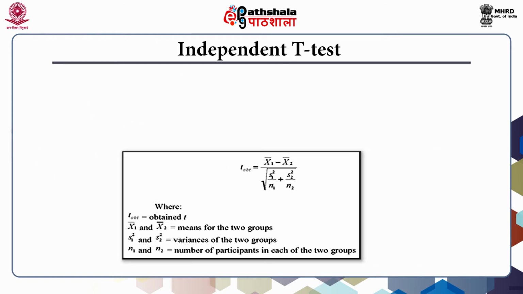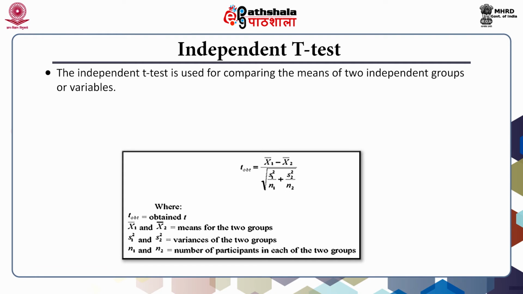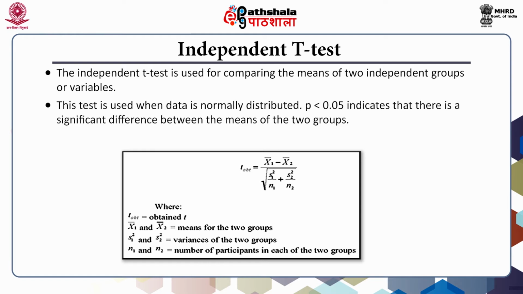Independent t-test. The independent t-test is used for comparing the means of two independent groups or variables. This test is used when data is normally distributed. P less than 0.05 indicates that there is a significant difference between the means of the two groups. The formula for the independent t-test is given below.